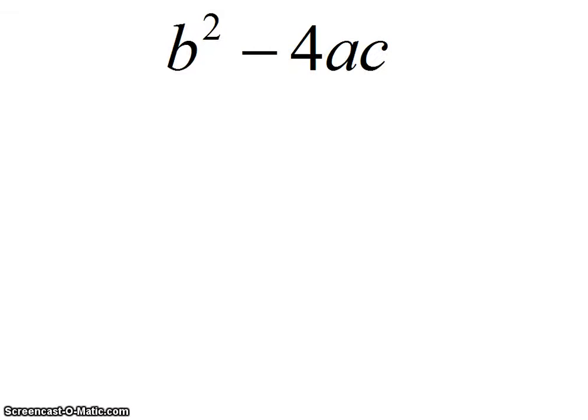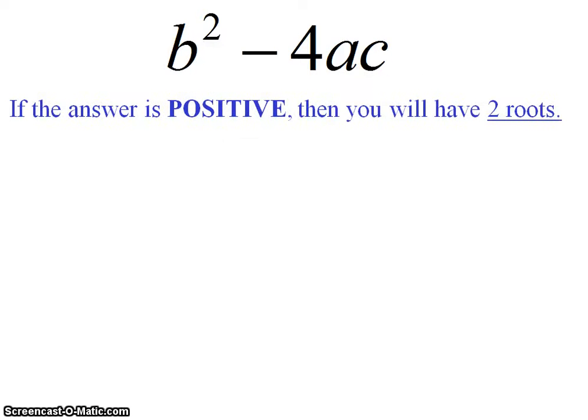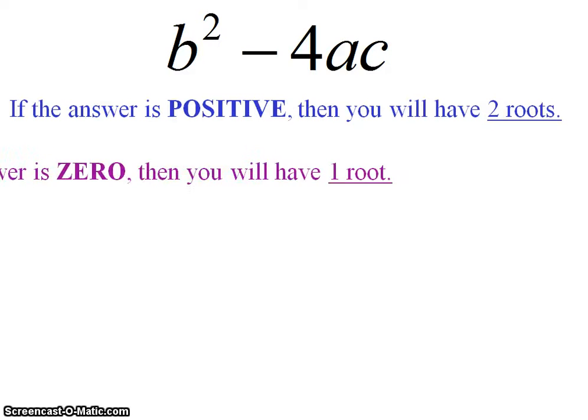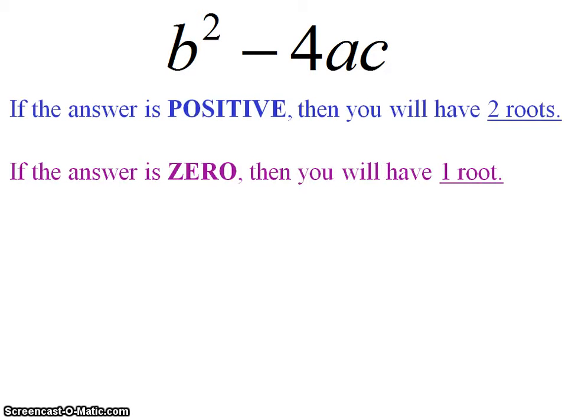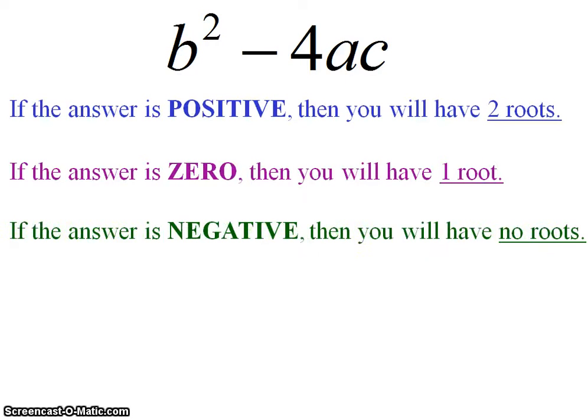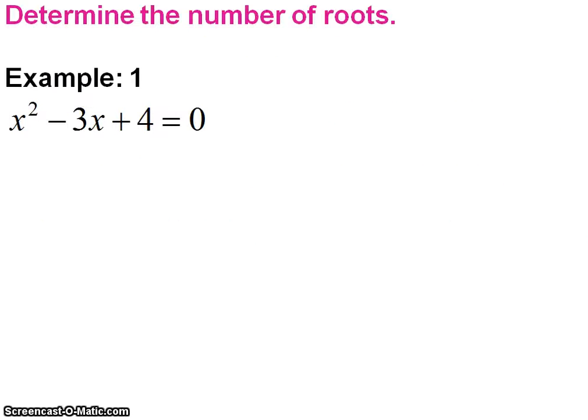This is the discriminant, like I said before, and if the discriminant is positive, then I know that I have 2 x-intercepts, which means my equation has 2 roots. If the discriminant is 0, then I know I have 1 x-intercept, which means my equation has 1 root. And if my discriminant is negative, then I have 0 roots because my graph does not cross the x-axis. Let's look at the first example.